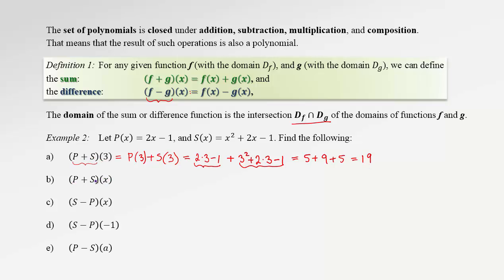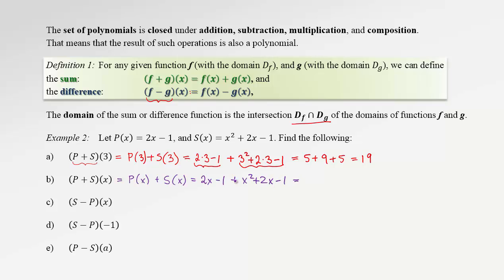Now let's do the same, but generally for the function p plus s of x. That just means that we need to take p of x plus s of x directly from the definition. But p of x is this much. So we replace p of x with 2x minus 1, and then plus s of x, which is that much. So we write x squared plus 2x minus 1.